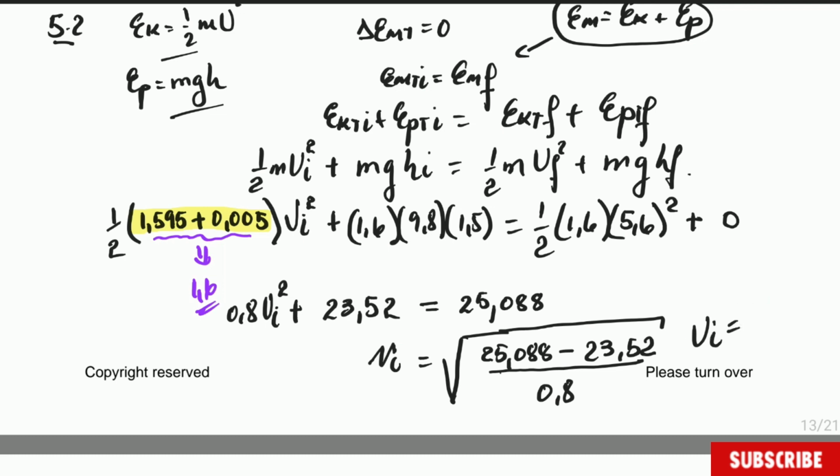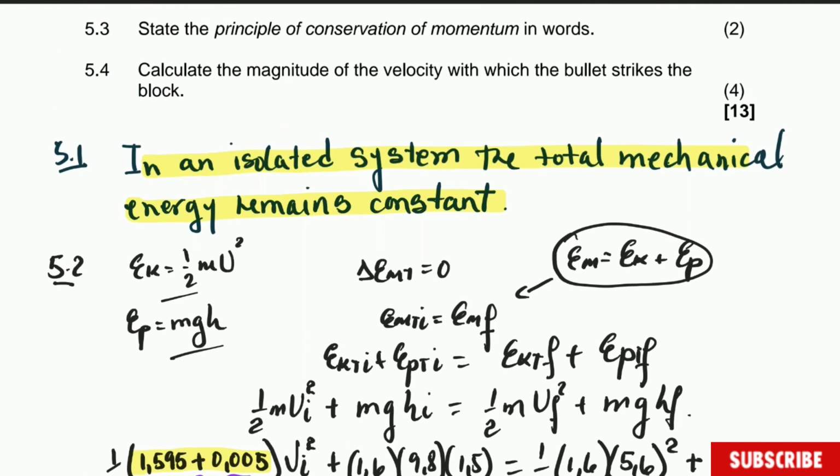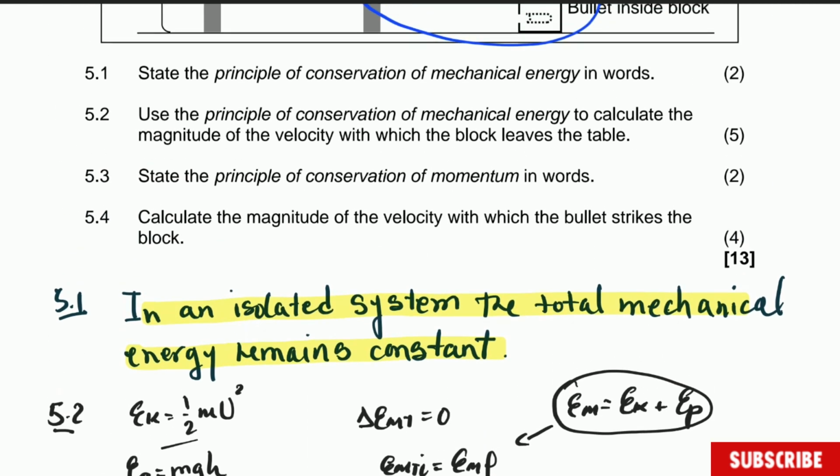And the final answer is 1,4 meters per second. So this is the speed with which the block leaves the table. That is question 5.2. Speed, calculate the speed. Use the principle of conservation to calculate the magnitude of the velocity with which the block leaves the table.